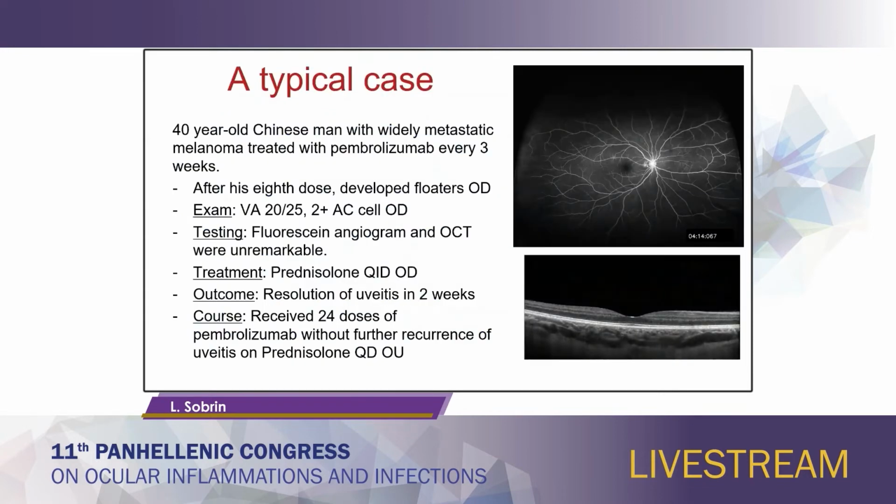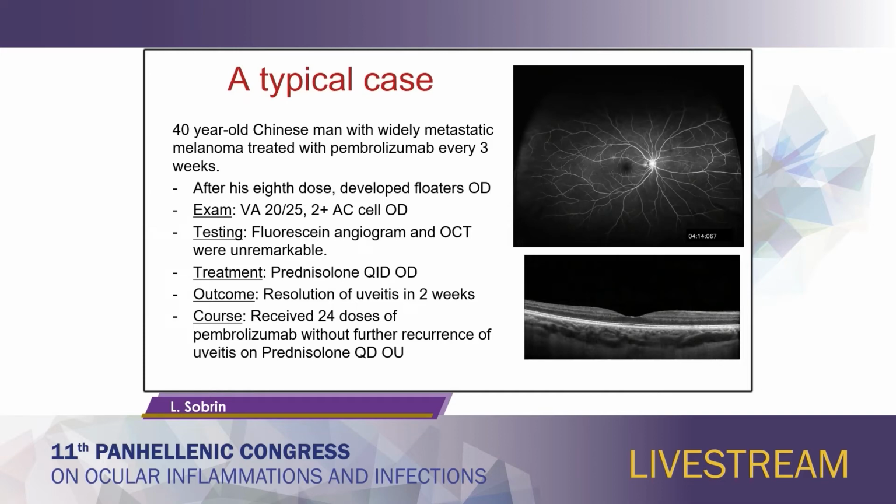This is a typical case of checkpoint inhibitor uveitis. This is a 40-year-old Chinese man who has widely metastatic melanoma. He's treated with pembrolizumab every 3 weeks. After his eighth dose is when he developed floaters in the right eye. His vision was still good. He only had 2+ anterior chamber cell. He had no vitreous cell.